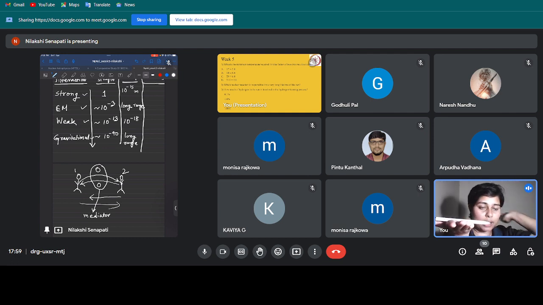Why is it over my hand? Because there is some electromagnetic force reacting over there, and for that they are passing through some mediators. They are sending some mediators. And what is the mediator for the electromagnetic force? That is nothing but the photons.